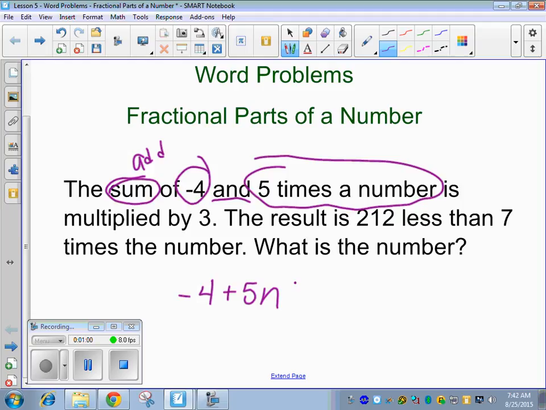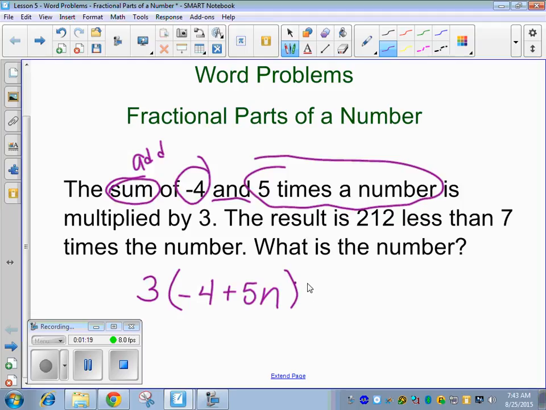All right. Is multiplied by 3. When it says that, it means that whole sum, the entire sum, is multiplied by 3. So that means parentheses, and I like to put that in the front. If you were to put it here, it's the same thing. You have to distribute the 3 either way.